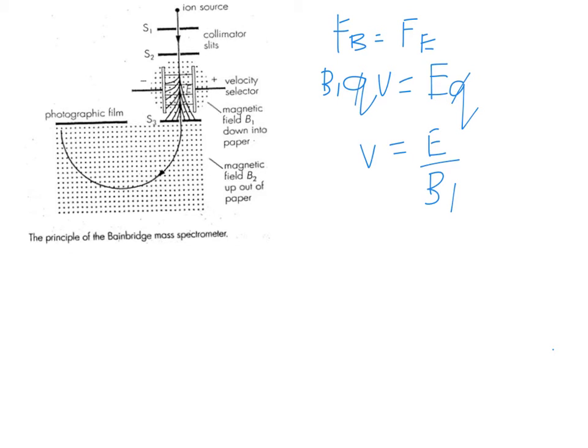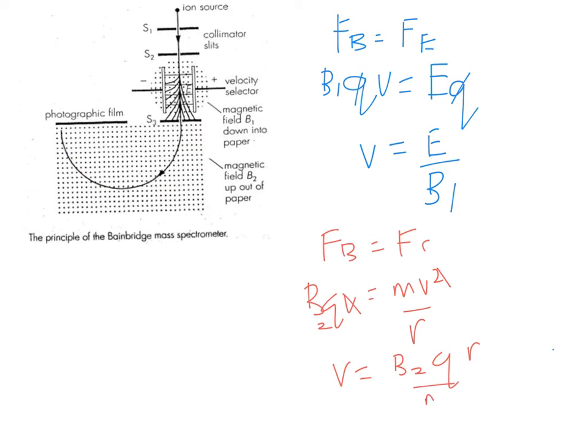Now it will enter a region of uniform magnetic field, and can you see it moves in a circle? So what equation do we use? Fb equals Fc, which is Bqv equals mv squared over r. So cancel one of the v, so v equals B. Oh yeah, I forgot to tell you just now. Remember we said we want to use B2 because it's the second field. So v equals B2qr over m.